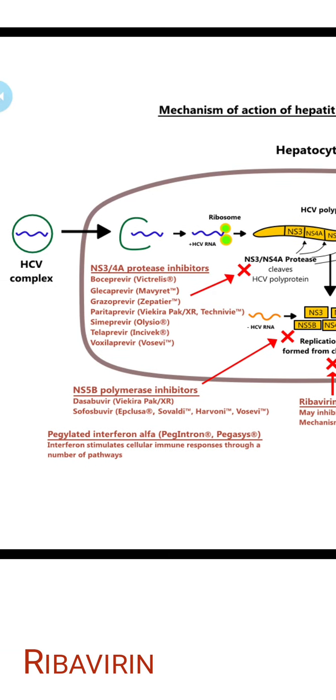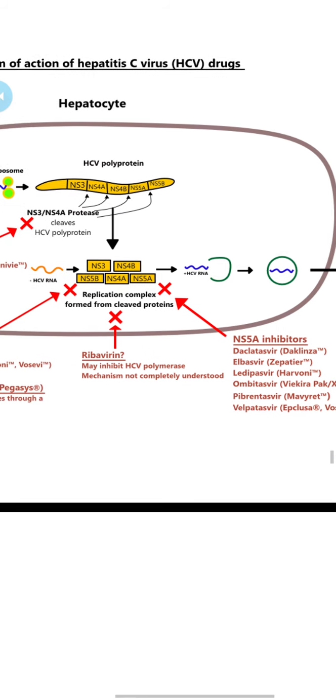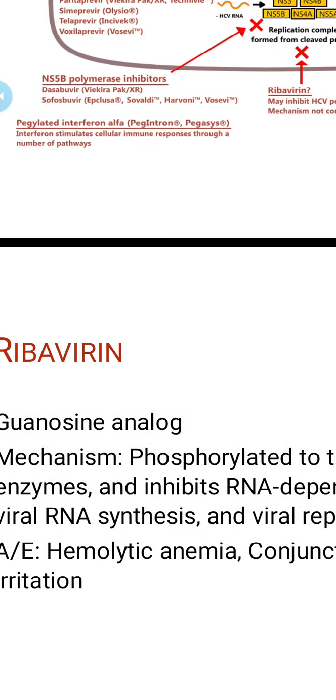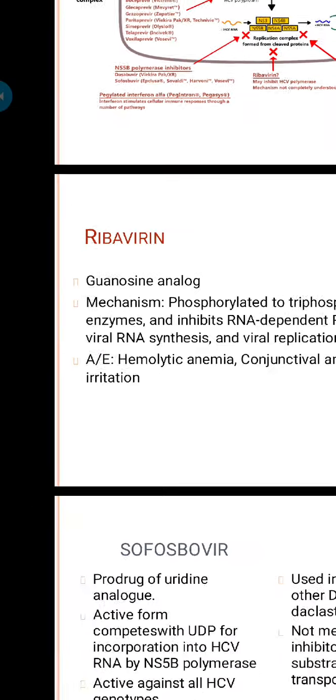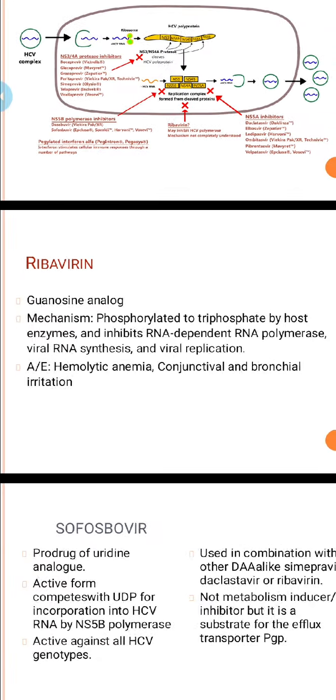Some of the commonly used drugs are sofosbuvir, boceprevir, daclatasvir, ledipasvir. These are the drugs used in hepatitis C virus infection, but they are used along with ribavirin or interferon alpha. So ribavirin is a guanosine analog, phosphorylated to the triphosphate form by host enzymes. It inhibits the RNA-dependent RNA polymerase. Viral RNA synthesis is inhibited and viral replication is also inhibited.